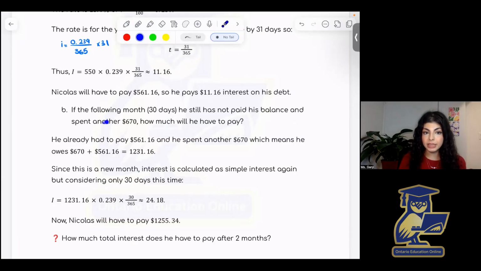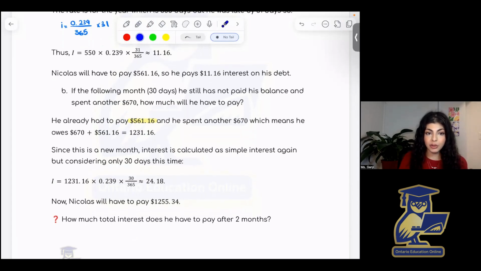and he spent another $670, how much will he have to pay? So now he already has this balance from the interest that was accumulated, and he spent another $670, which means now he owes that amount plus the 670, which is $1,231.16. Now, because this is a new month, interest is calculated again on this new value.